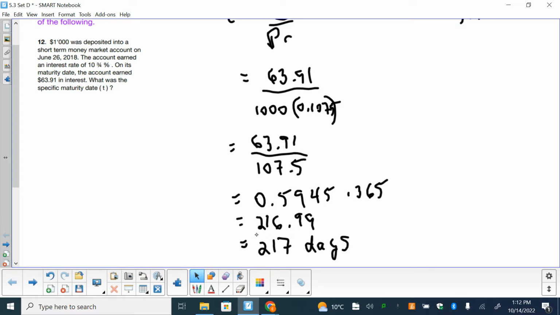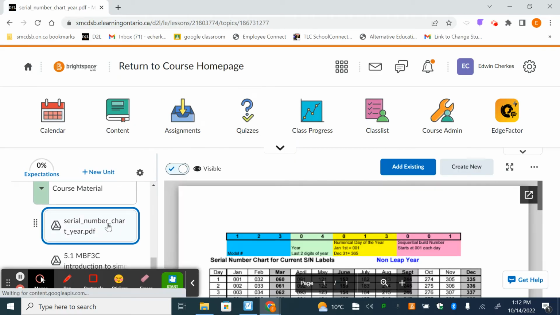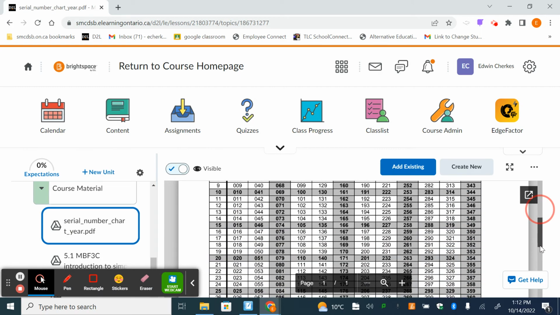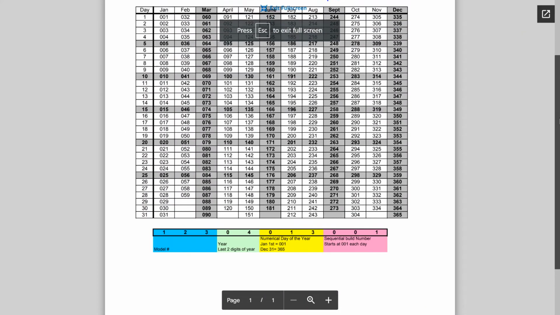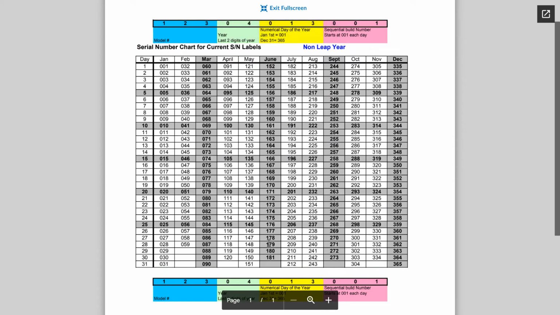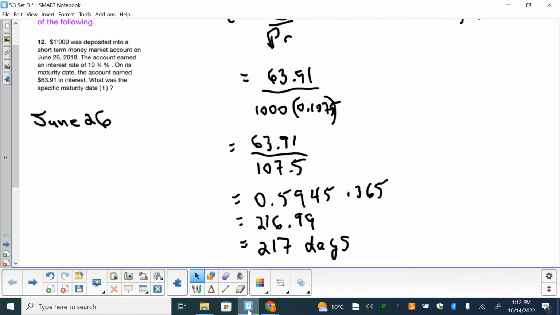Okay. So it's 217 days though from June 26th. So what I'm going to do is go to our chart here, our serial number chart. I have to first look up June 26th. So 26th of June, if I just blow it up here, 26th of June is 177. So that's what I've got to copy out. So I got 177 is this day.